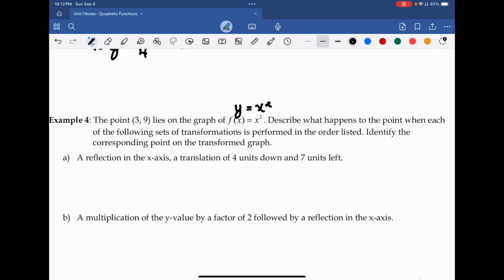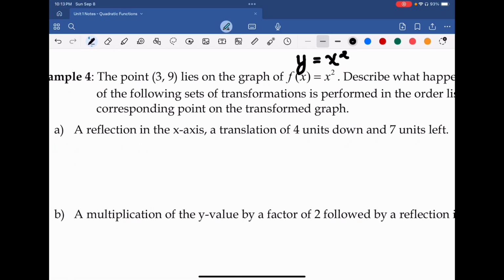Well, now here's where we're going to go into the mapping notation, because the mapping notation is going to really help us clearly outline what is happening to each variable so that we can take an original point and then get a new point right from it. So here's what I mean by this. Let's read the sentence first and foremost. There's a reflection in the x-axis. There is a translation 4 units down and 7 units left.